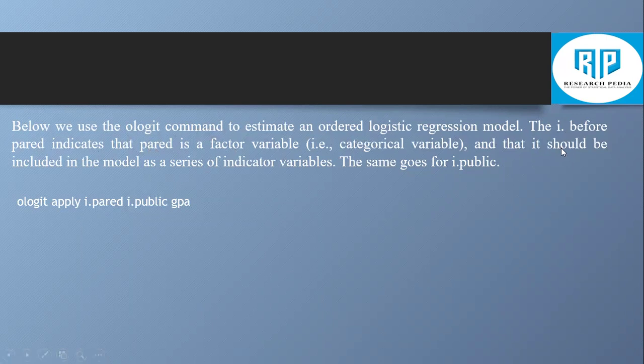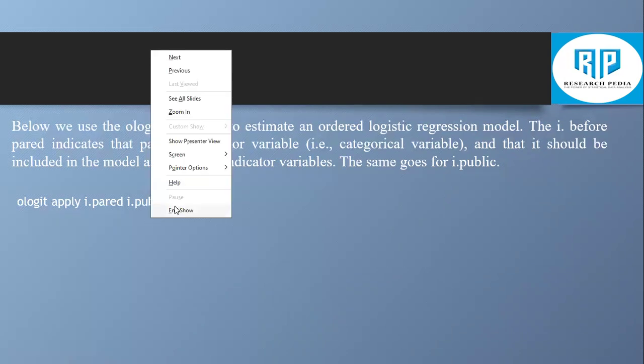In the same way, you can see that public is also a factor variable. So you need to place i. before all of your factor independent variables, while you don't need to place any i. before your continuous variable. So GPA is your continuous variable, while parent education and public are factor variables. So this is the model.